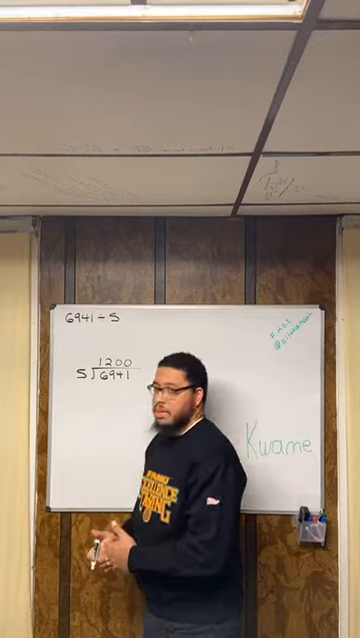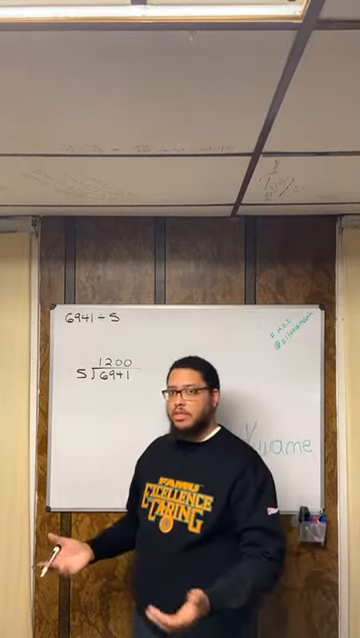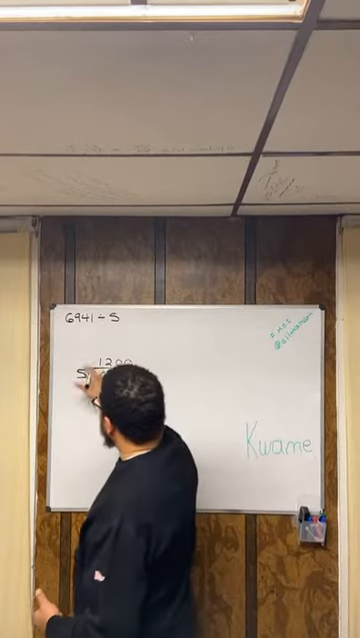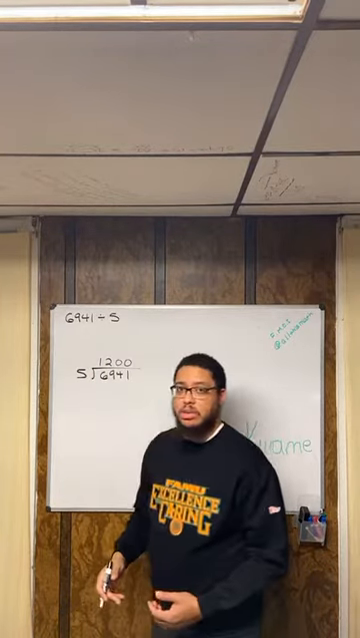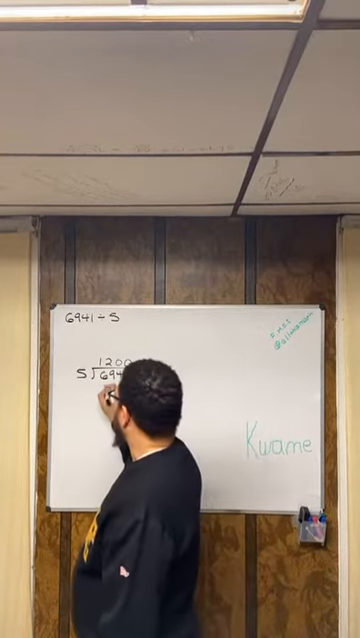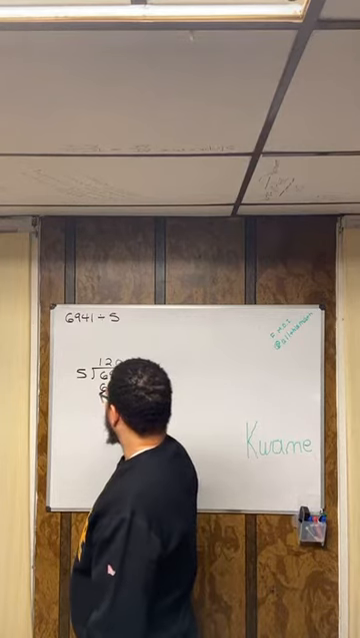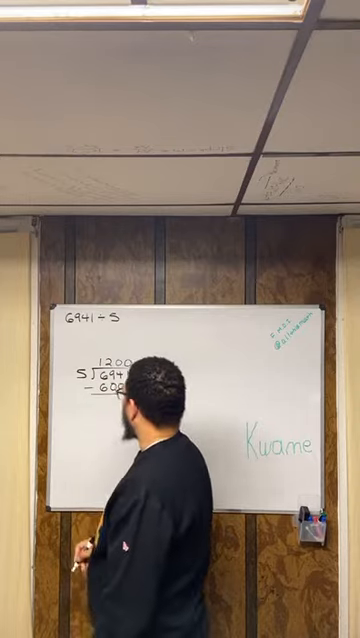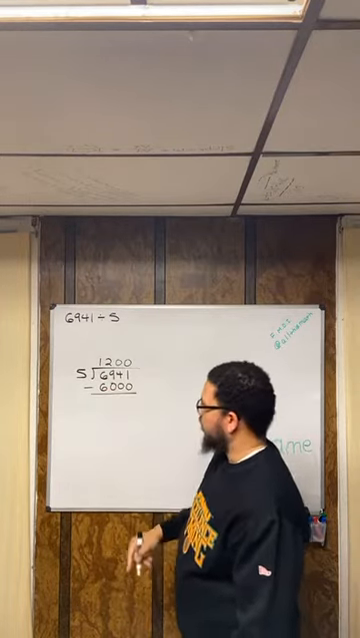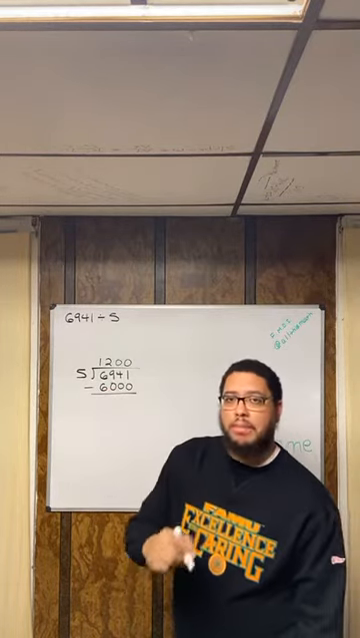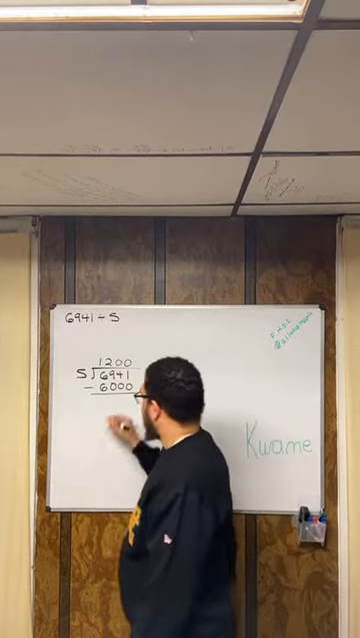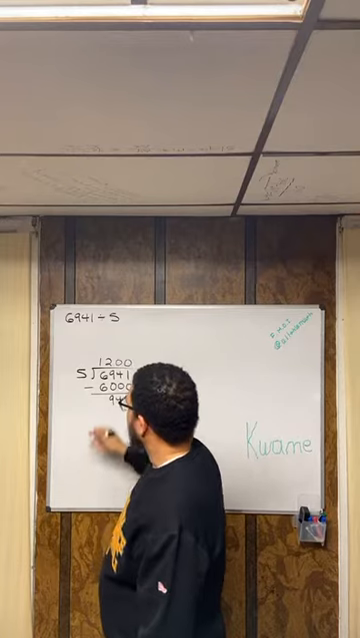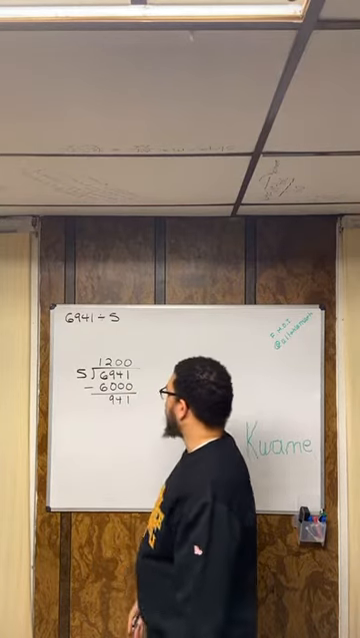I'm still going to multiply. That's a little bit similar to the standard division algorithm. Now my second step is to multiply. 5 times 1,200 we already said was 6,000. So I write the 6,000 underneath here, write my subtraction sign, then do the subtraction. 6,941 minus 6,000 leaves me with 941. This is my new number, 941.